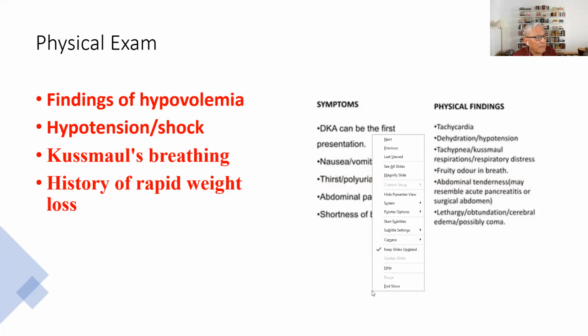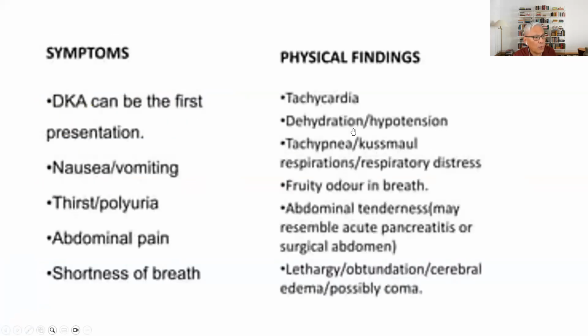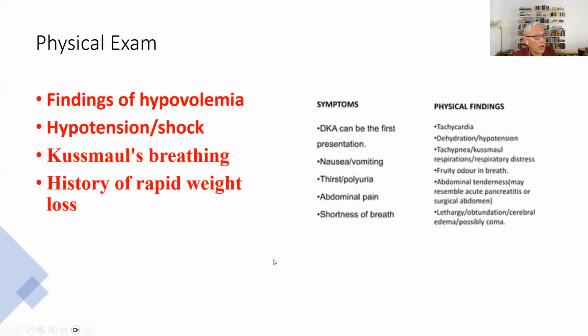So what are some of the findings that you're going to be seeing in these patients? Well, tachycardia, dehydration or hypotension, tachypnea and Kussmaul's respirations, a fruity odor in the breath, abdominal tenderness that may resemble acute pancreatitis, and lethargy, obtundation, cerebral edema, and possibly coma. So those are the presentations of a patient with diabetic ketoacidosis.